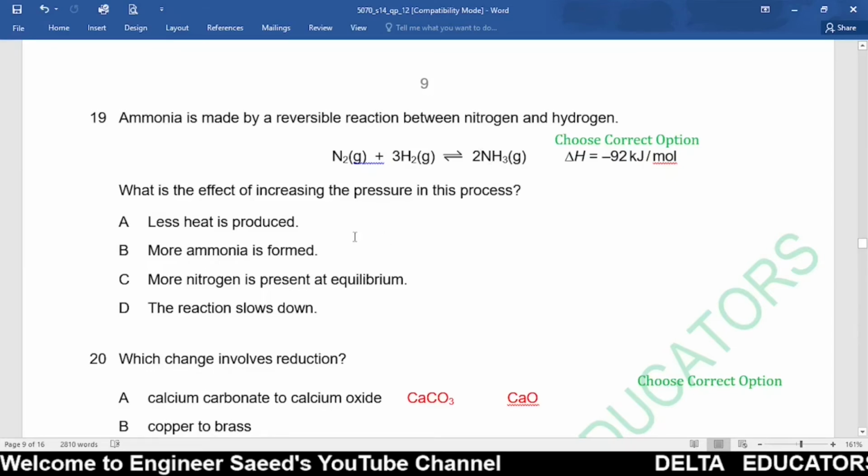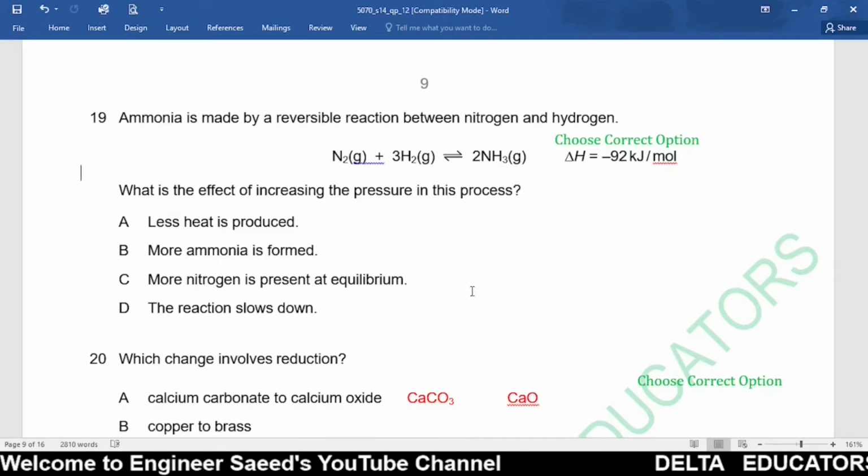Option A, less heat is produced. No, it is incorrect. Option B, more ammonia is formed. Yes, this one is correct because here on the reactant side, volume is more. On the product side, volume is less. And with the increase in pressure, the reaction will proceed in that direction where volume is less. So we will get more ammonia. So correct option, option B.